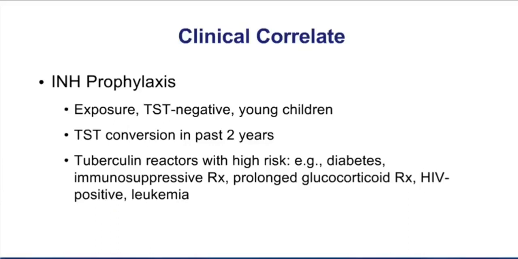In the margin is a clinical correlate about isoniazid prophylaxis. When you get exposed to TB, even if you're TST negative or young kids, isoniazid can certainly be useful as a prophylactic agent. If you have TST conversion in the past 2 years, or if you're in one of these high-risk groups, you're a diabetic, you're immunosuppressed, if you've been on glucocorticoids for long term, and HIV-positive patients, for example, are all more at high risk and can benefit from prophylaxis with isoniazid. If you cannot use isoniazid, rifampin becomes our next best option for prophylaxis.